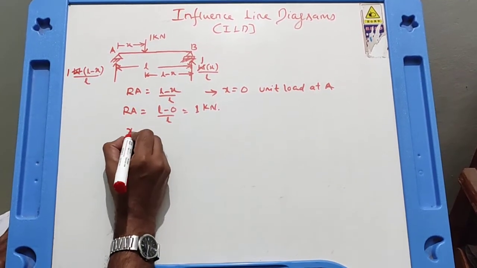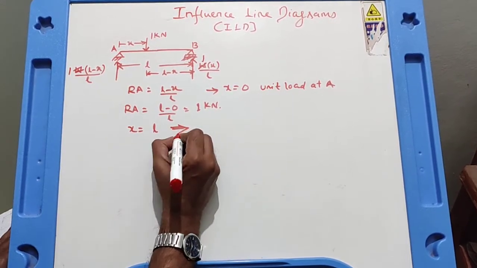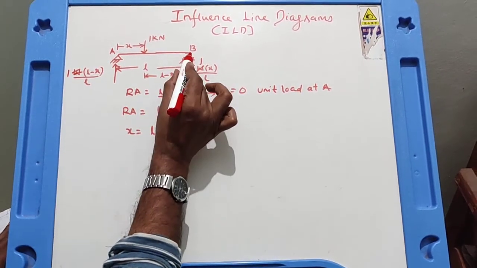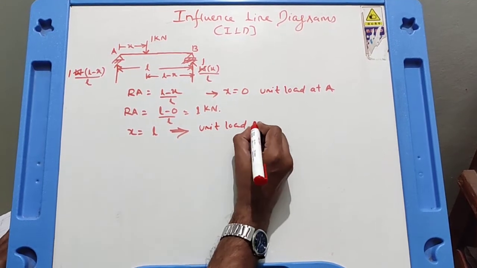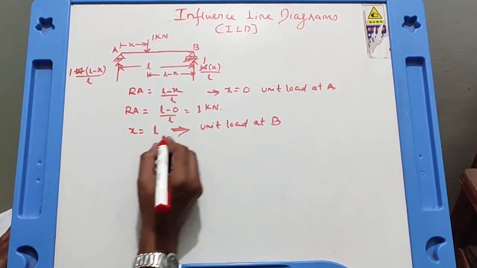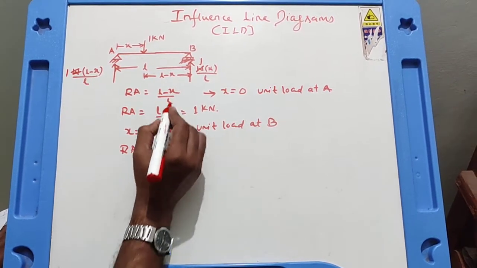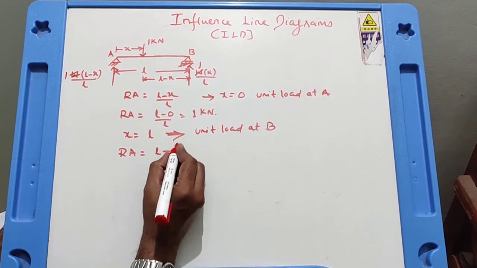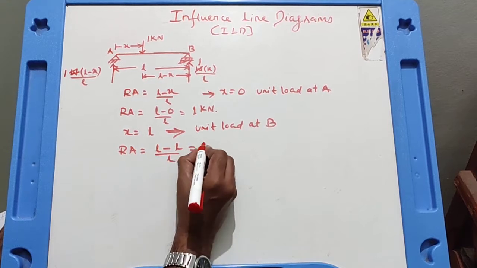Now substitute X is equal to L. What does it mean? When X is equal to L means unit load has come to B. That means unit load at B. When the unit load is at B, again what is reaction at A? Reaction at A, substitute. The general formula is (L minus X) upon L. So L minus X is equal to L minus L, because X is equal to L, upon L. That means it is 0.